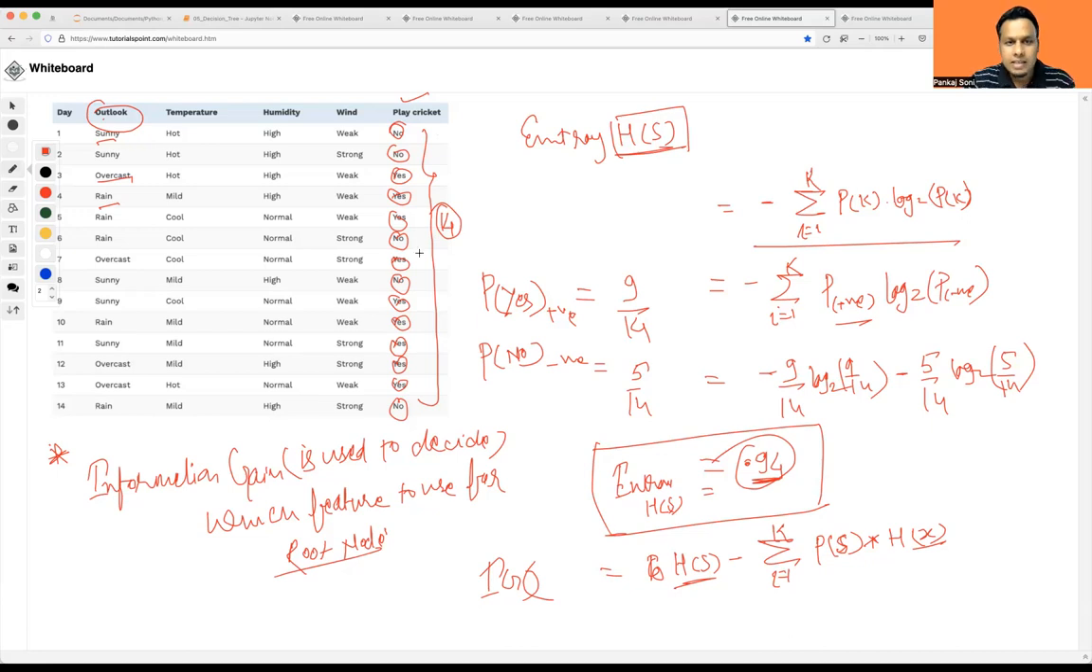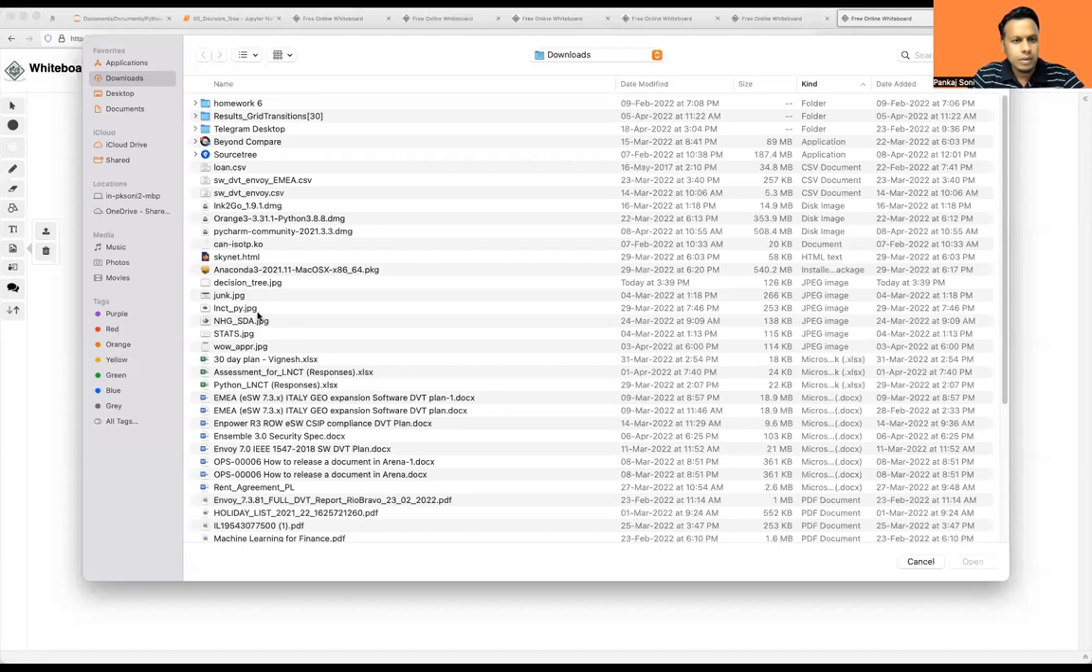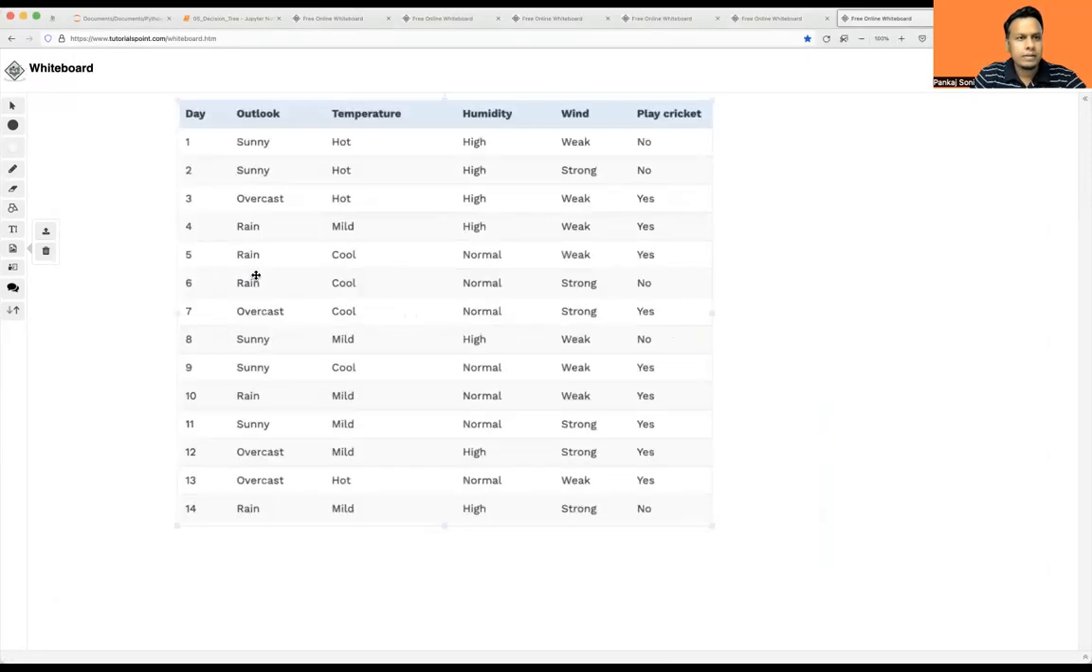For sunny, how many yes and no are there? For overcast, how many yes and no? And for rain, how many yes and no? Put everything in the formula and calculate the information gain. We do this for outlook, then temperature, humidity, and wind, and finally we see which feature gives more information gain. That is the one which will lead and be taken as the root node. Let's go ahead and run through it once again. It's very important that we understand this properly.